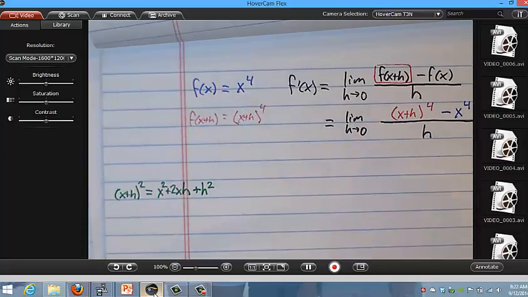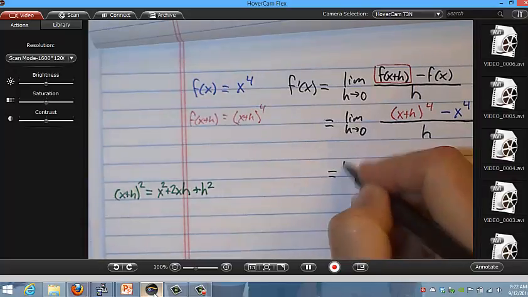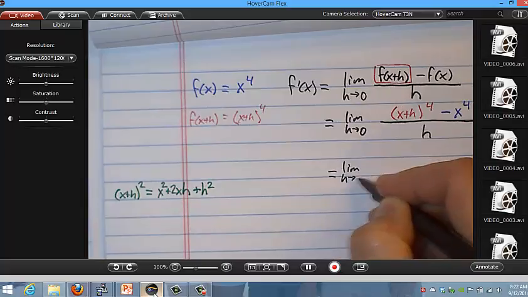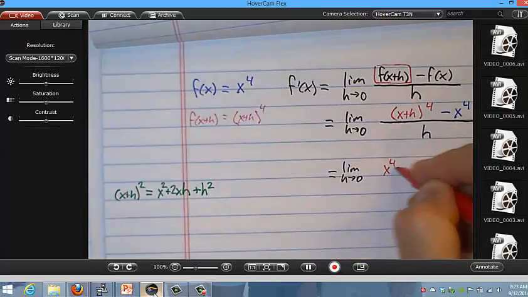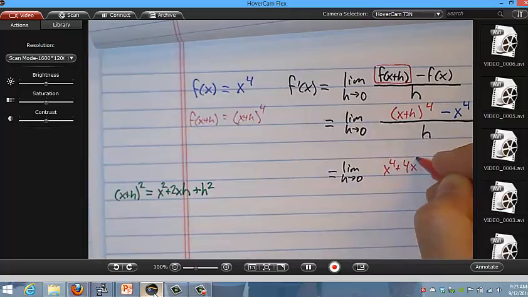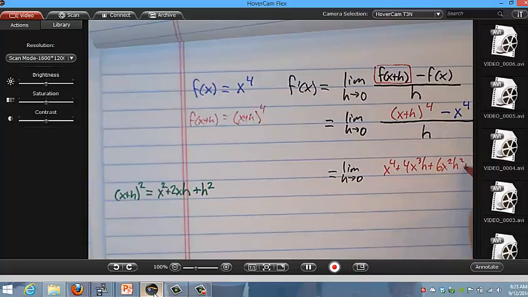And I will just tell you for the time being that that is the following. It is x to the fourth plus 4x cubed h plus 6x squared h squared plus 4x h cubed plus h to the fourth. How many of you knew that? 1, 2, 3, 4. That's it?